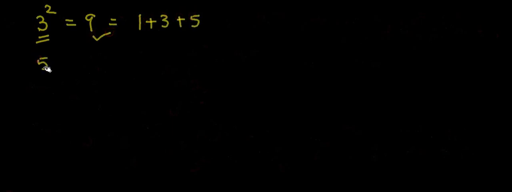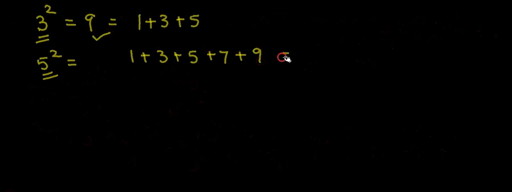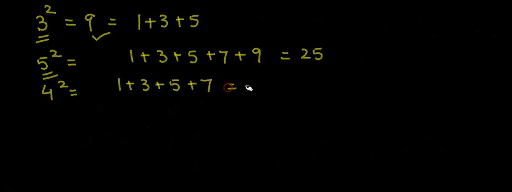Similarly, suppose we have to find the square of 5, it will be the sum of the first 5 odd natural numbers. 1 plus 3 plus 5 plus 7 plus 9. This is equal to 25. The square of 4 is the sum of the first 4 odd natural numbers. This is equal to 16.